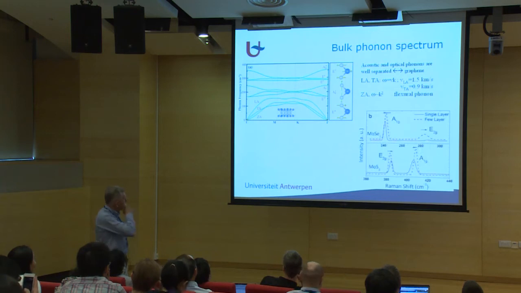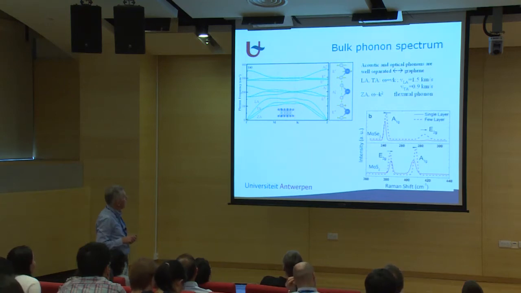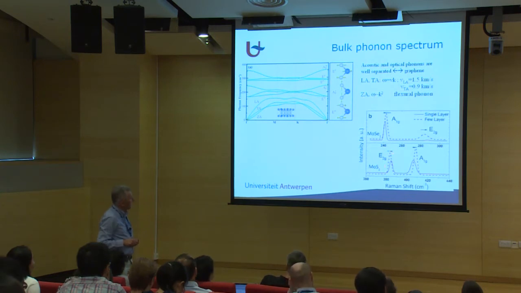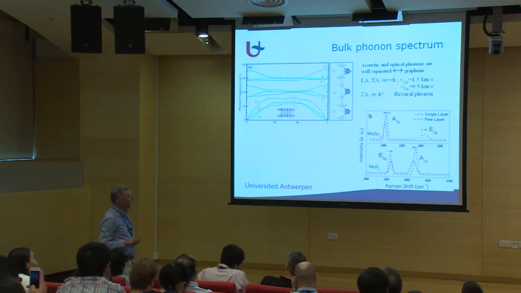Now, the Raman active modes are these 3 here. This is the out of plane, and these 2 are the in plane modes. Now, if you compare that with molybdenum disulfide, you see that the E2G mode has a lower frequency than the A1G, this out of plane mode. And in molybdenum diselenide, they are completely reversed. Okay?